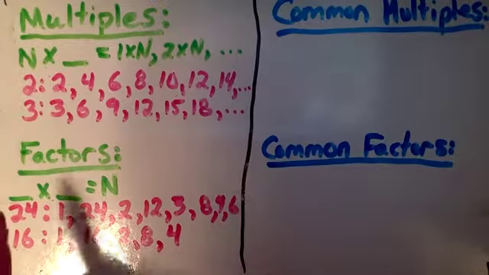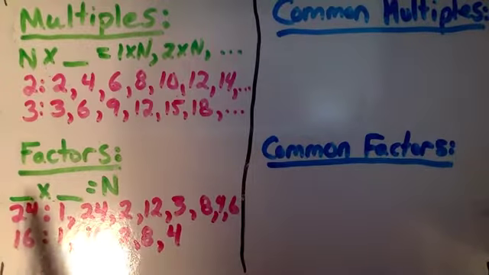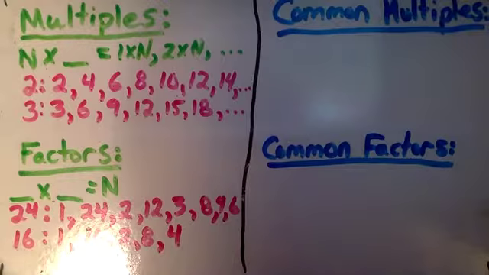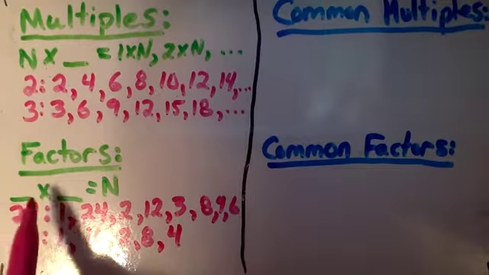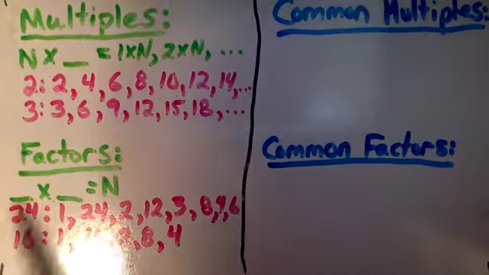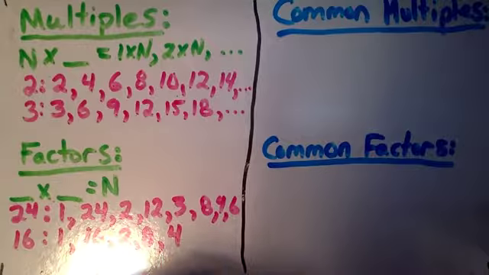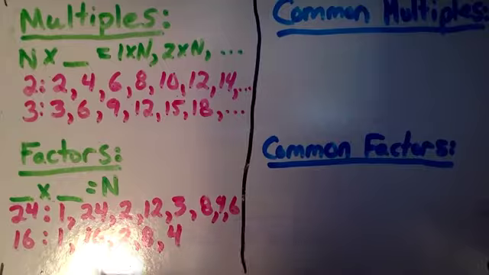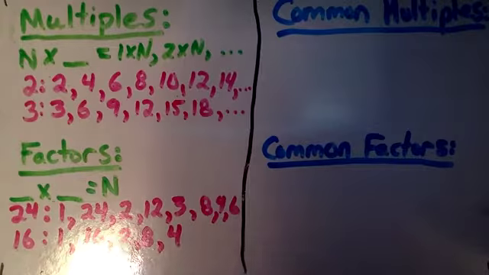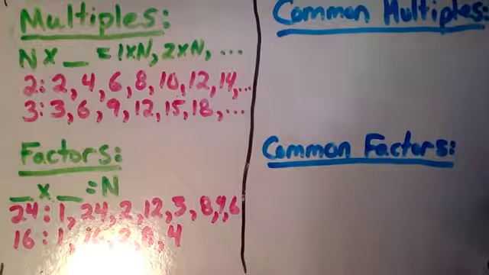You can go through the rest of the numbers. 5 cannot multiply by anything to give you 16. 6 cannot multiply by anything to get you 16. 7 cannot multiply by anything to give you 16. And we already have 8. You can continue on with 9, 10, 11, 12, 13, 14, and 15, and you'll find that none of those can be multiplied by any whole numbers to give you 16. So these are the list of factors that we have of 16, and these are the list of factors that we have of 24.